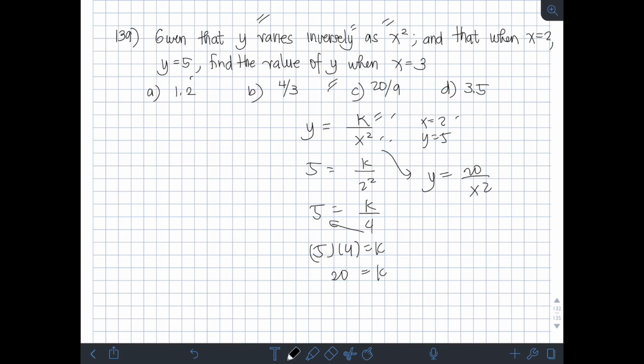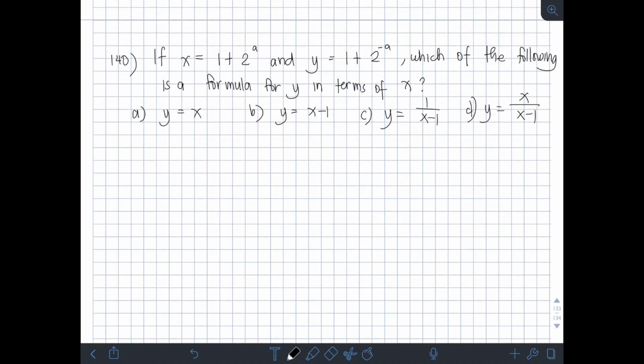Ngayon, hanapin natin si y when x is 3. So, substitute natin. Y is equal to 20 over x daw is 3, so 3 squared. So, y is 20 over 3 squared is 9. Therefore, the answer is y is equal to 20 over 9. Letter C.